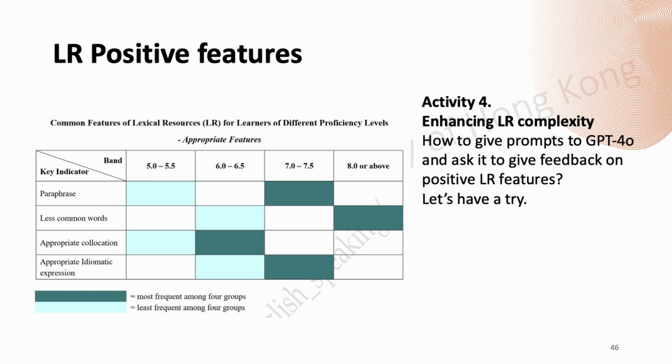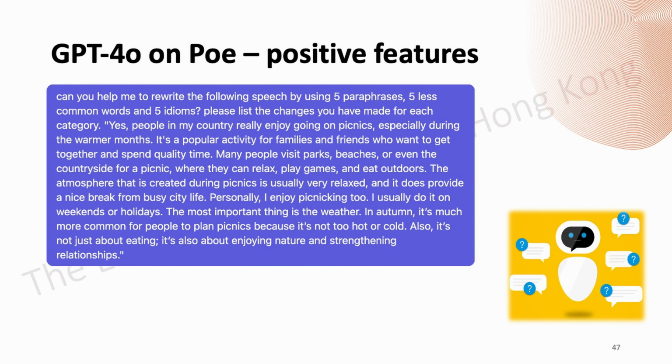How to give prompts to GPT-4o and ask it to give feedback on positive lexical features? Let's have a try. Go to the same chat you have with GPT-4o on Poe and ask, "Can you help me to rewrite the following speech by using 5 paraphrases, 5 less common words, and 5 idioms? Please list the changes you have made for each category. Then paste your revised speech after the question."